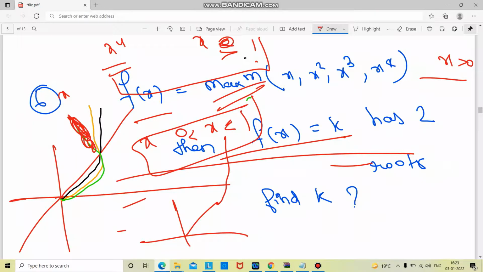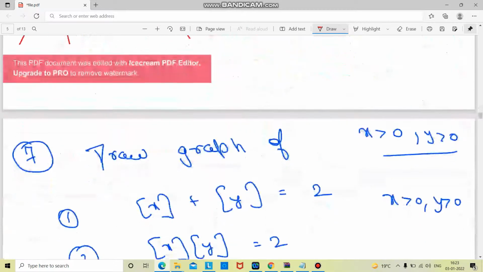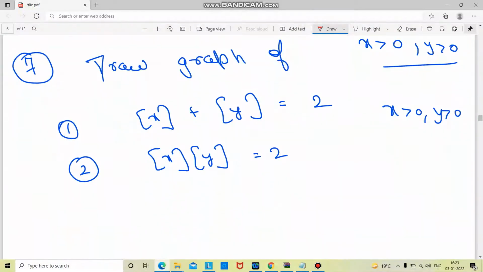So we see that for any k, it is giving only one solution, not two solutions. Then k belongs to empty set. No real k such that that occurs.